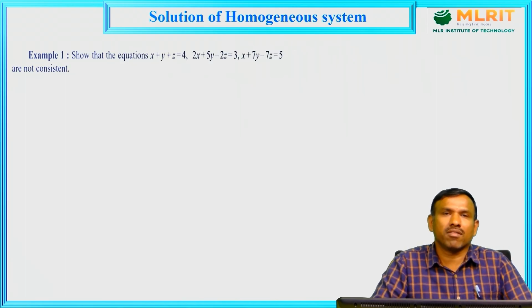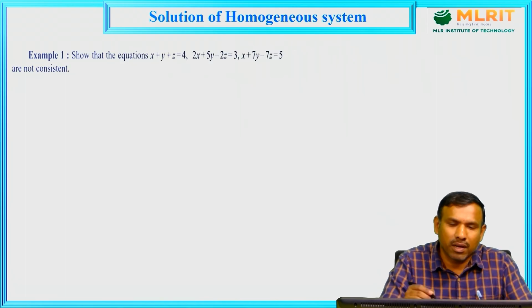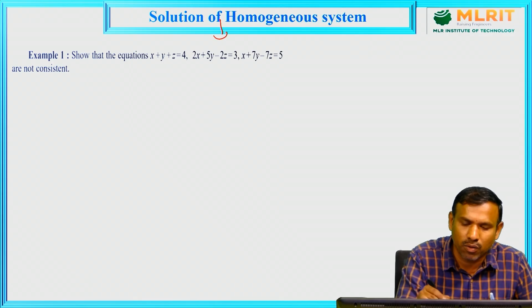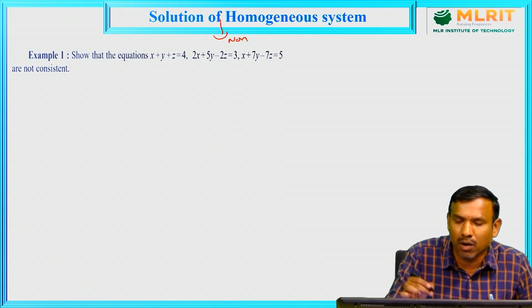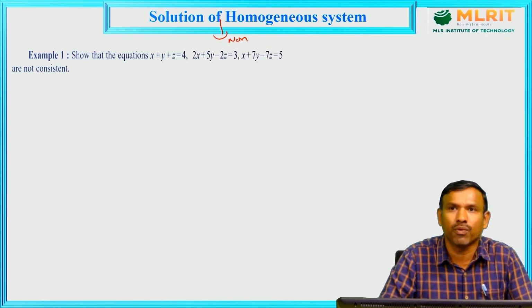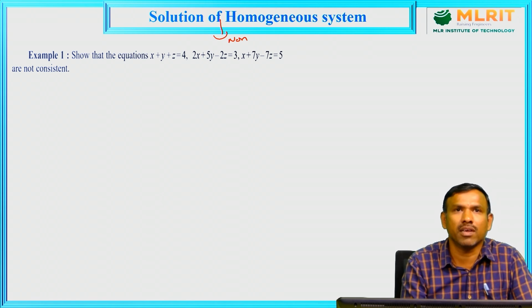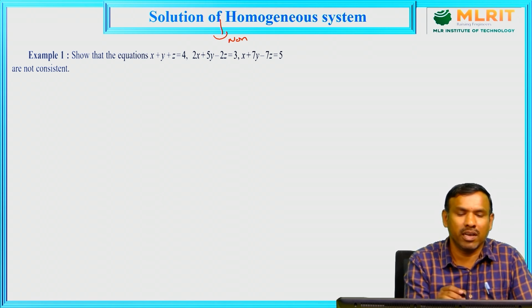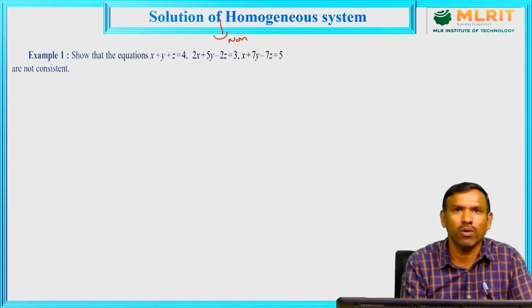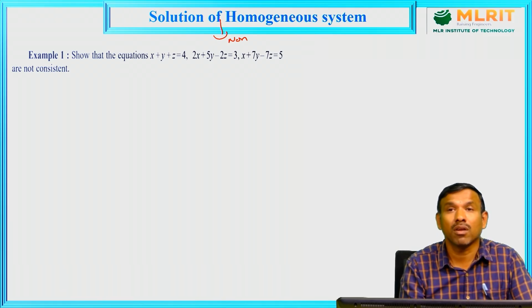Now, let us solve one problem here. We are considering the solution of a non-homogeneous system, not the homogeneous. First we discuss the non-homogeneous system, then we go for the homogeneous system. Look at the system: how can we say that the equations x plus y plus z is equal to 4, 2x plus 5y minus 2z is equal to 5 are not consistent? Not consistent means the system has no solution, using the matrix method.